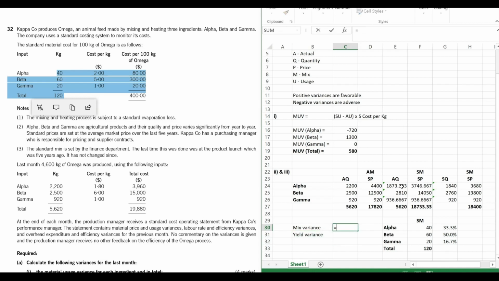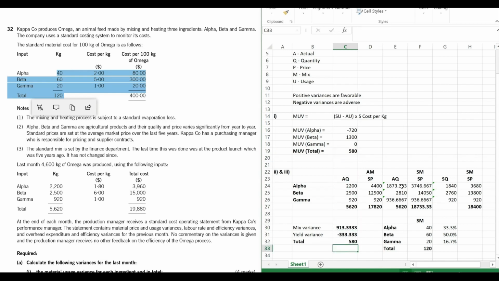So the mix variance is the total for the third column less the total for the second column, and the yield variance is the total for the last column less the total for the second last column, right? So we get these two amounts, and if we total them up just to tally them with our material usage variance, we should get the same 580 that we got up there for material usage variance. Okay, so we know our calculation is correct, right?